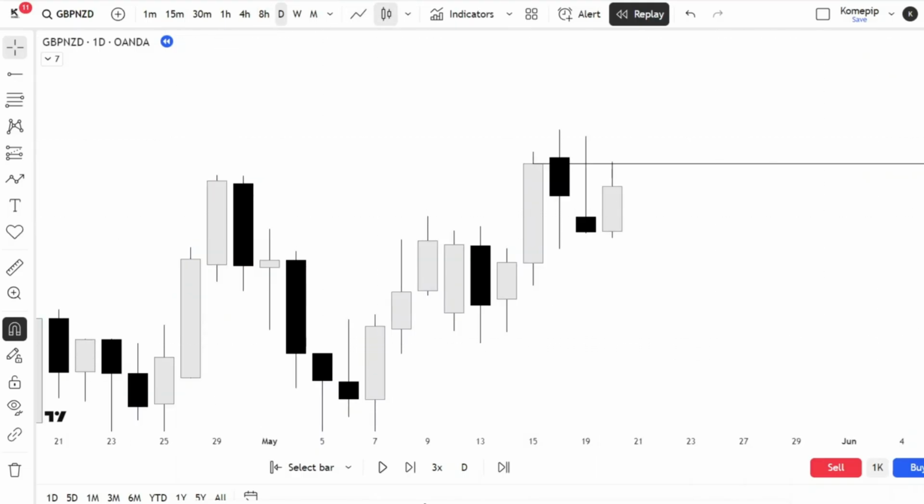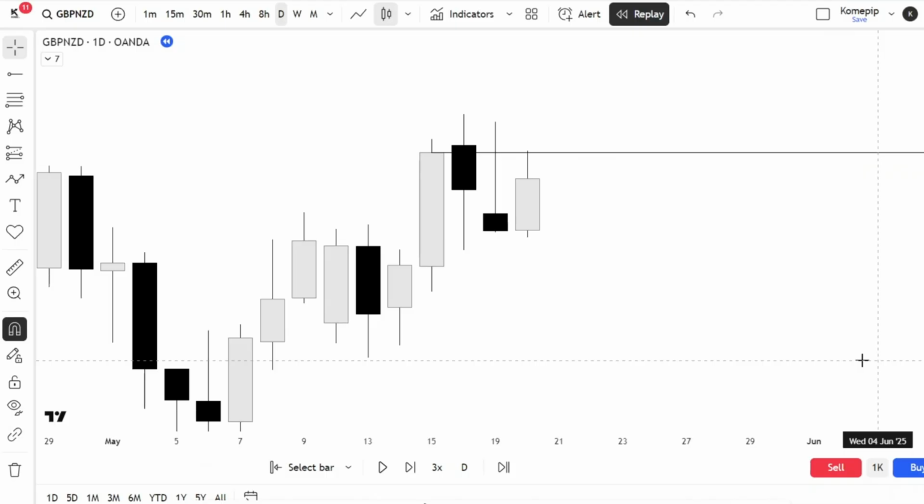So the next thing we want to identify is rejection. What do we see? We see that daily rejects daily. So this is a daily key zone and this is a daily rejection. When we have a daily rejection rejecting a daily zone, then we should be anticipating a bearish storyline in this case. And there's a way we can confirm that.